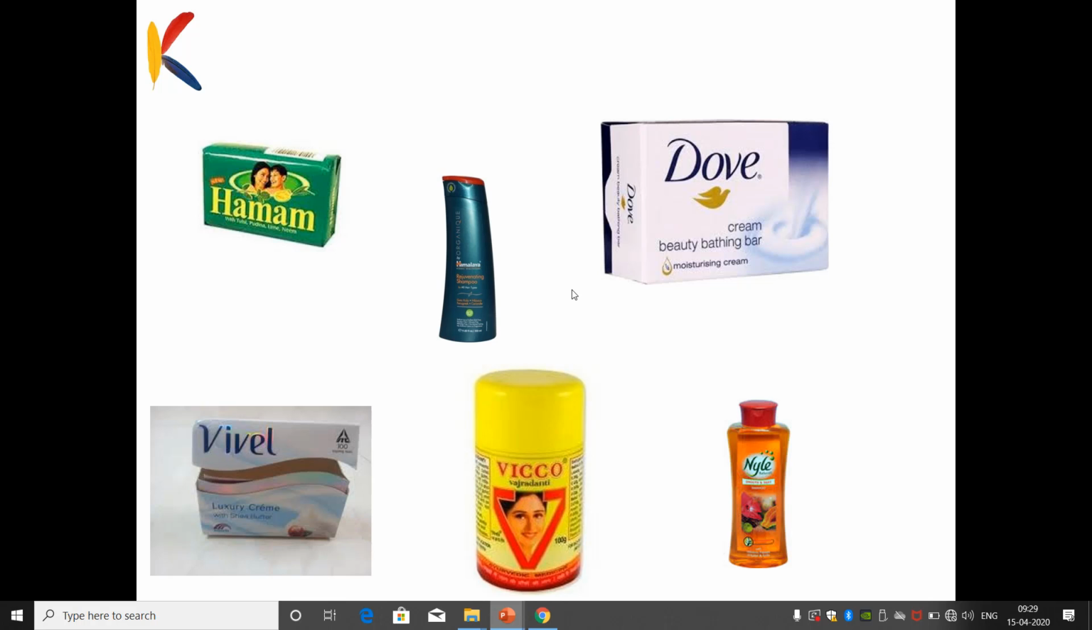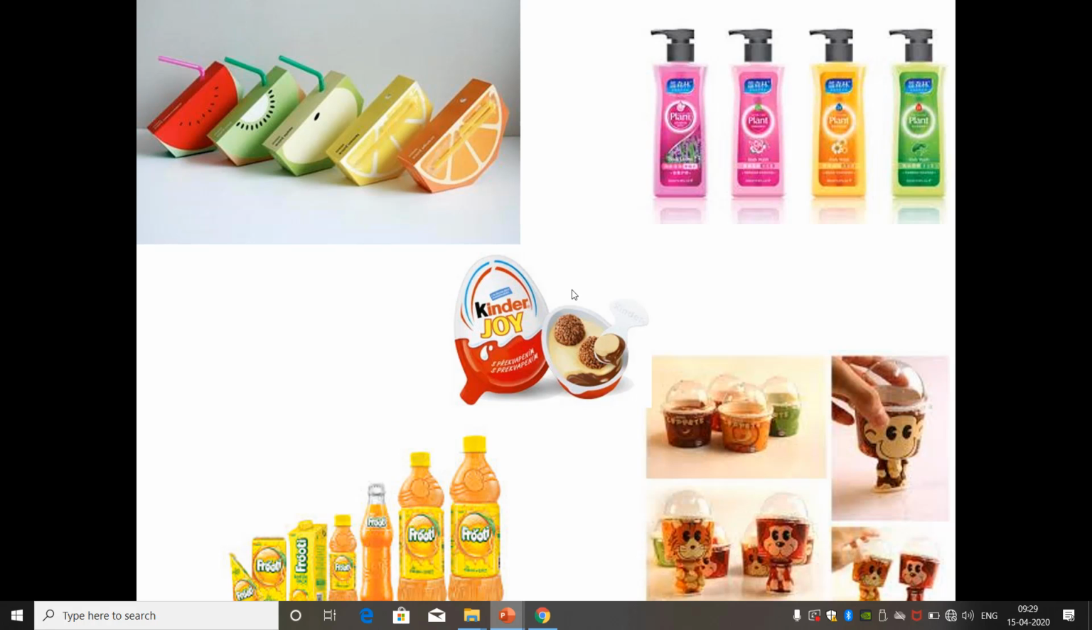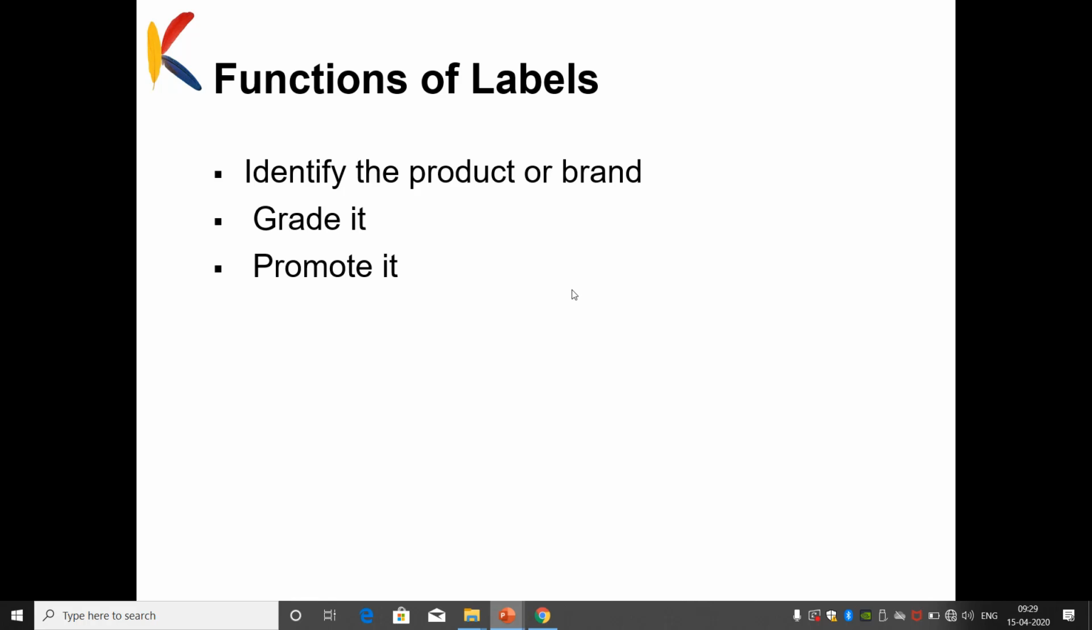You can see that some fonts are different, some logos are different, colors are different. Like Kinder Joy, the shape is different. Whenever we see the blue hair oil bottle, we immediately recognize the brand, Parachute. So again the color is different. Another important part is labels, which we paste on packaging. It is very useful in identifying the product or brand, to grade it, and to promote it.